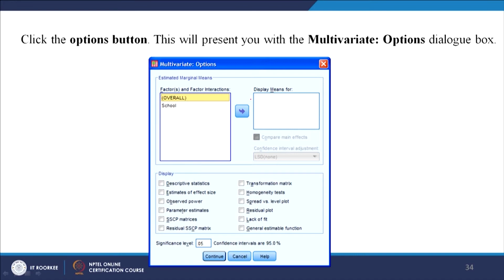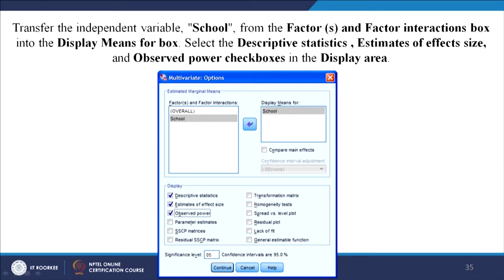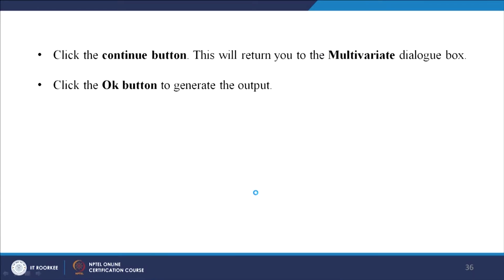Now, we will see the means for the school. Why are we checking the means? We want to compare them and see the main effects. But since you have only one independent variable, school, what is the question of checking the interaction? No interaction is possible, only one factor is there. Had there been school with, let us say, the type of income group they are coming from, two factors, then an interaction was required. So here we will only go for descriptive, estimates of effect size, observed power and homogeneity. Now again we click on the continue button.